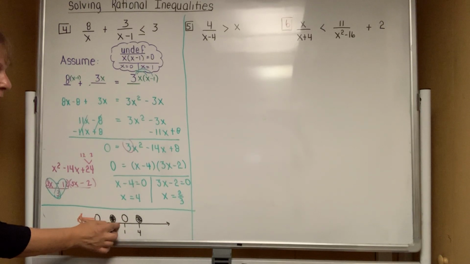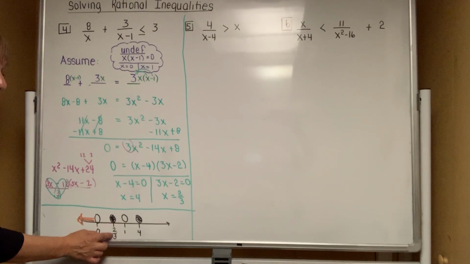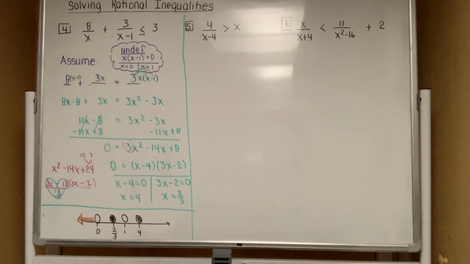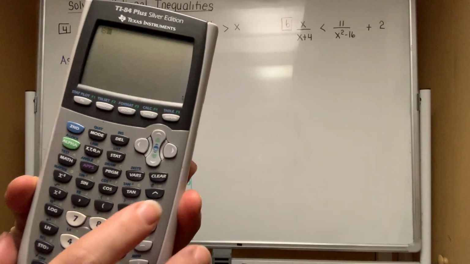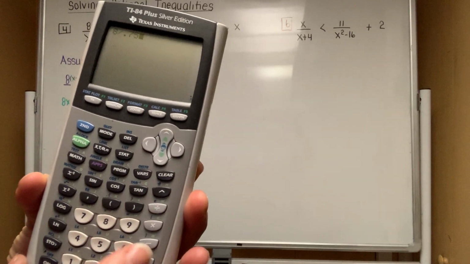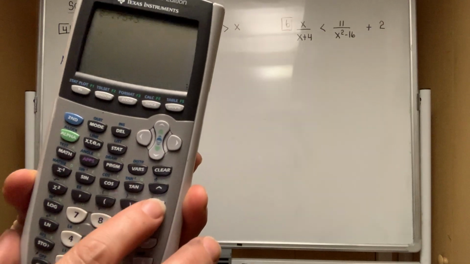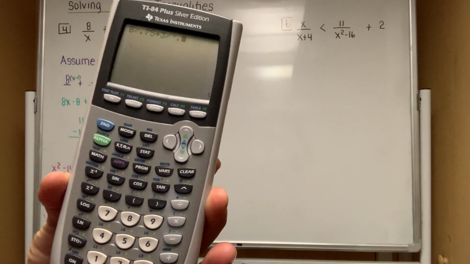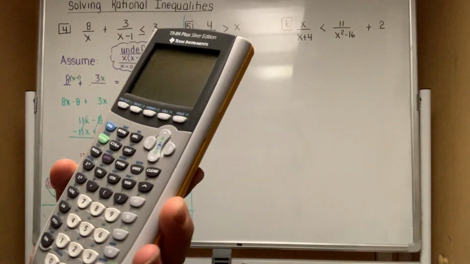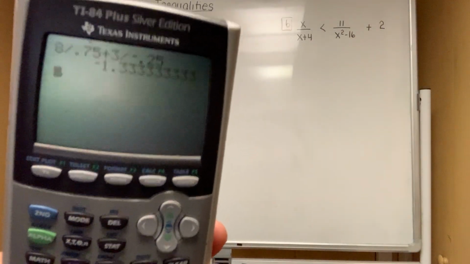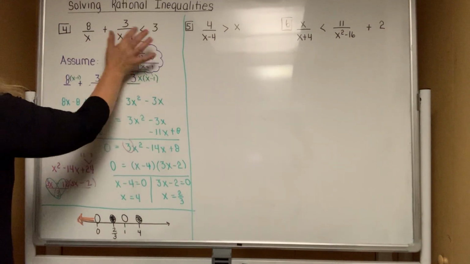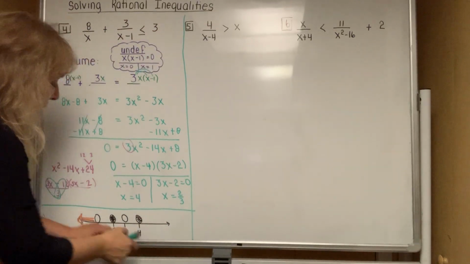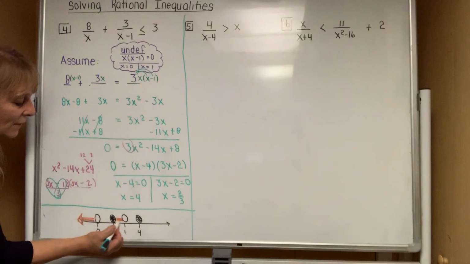Now, 0.75 is more than 2/3, because this is about 0.666. So 0.75 is what I'm using because it's between 2/3 and 1. So from the beginning, it is 8 divided by 0.75 plus 3 divided by, and 0.75 minus 1 is -0.25. When I hit equals, my answer comes out to be a negative number. And all negative numbers are less than or equal to 3. So now I'm shading where 0.75 is.